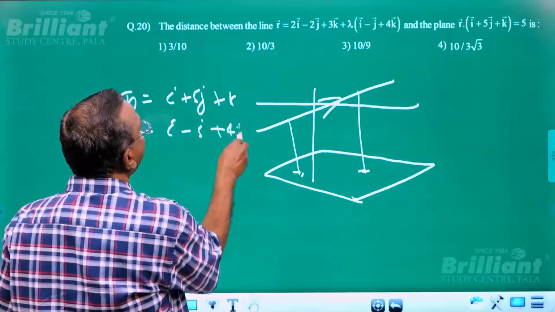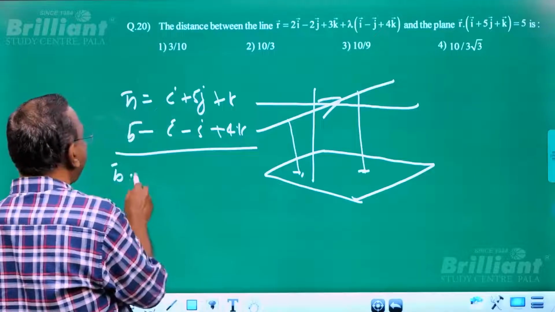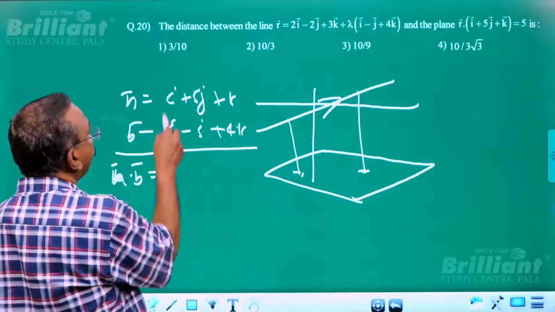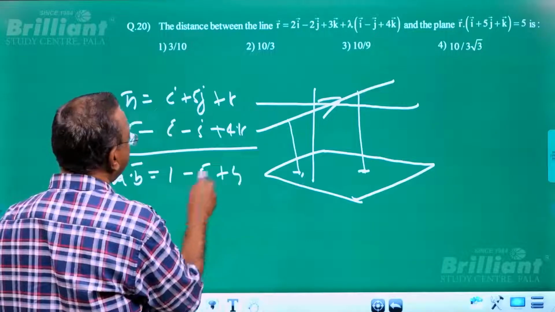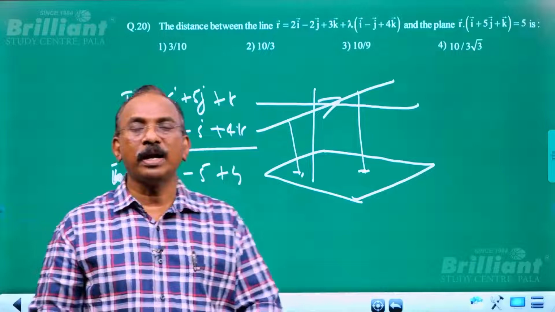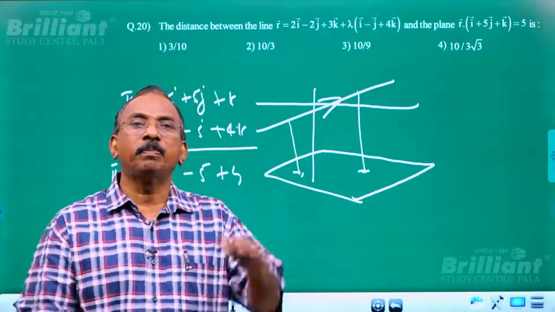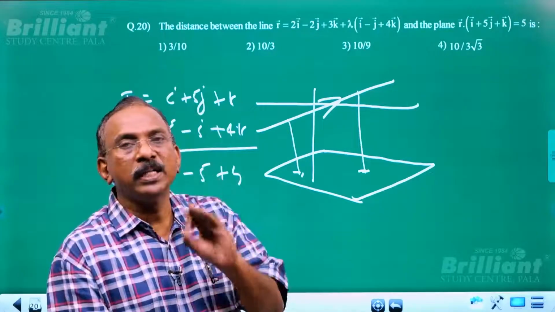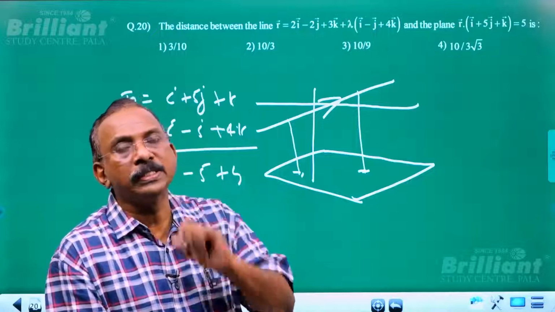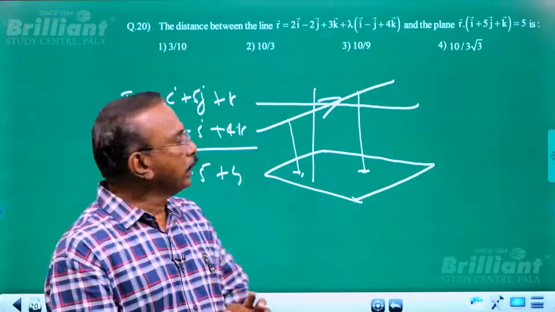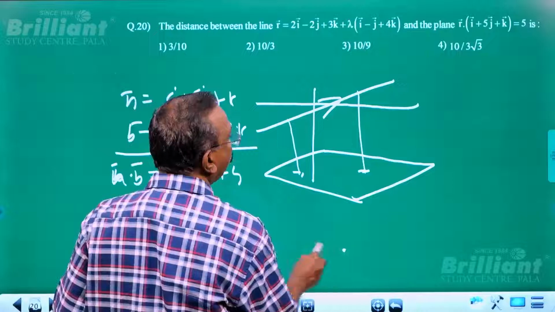Now we can observe: what about n bar · b bar? n bar · b bar = 1 − 5 + 4 = 0. Clear. So the given line is parallel to the plane. The given line is parallel to the plane and you want to find a distance. You choose any one point on the line.